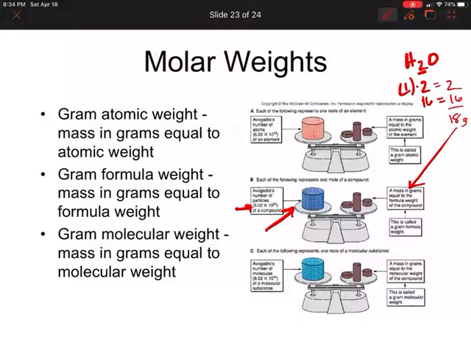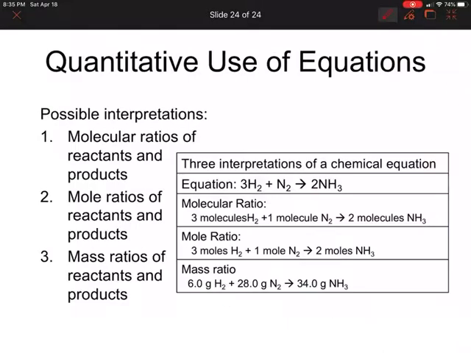And then this last one is saying gram molecular weight. The mass in grams is equal to the molecular weight. Okay, so this is just of a molecular substance. So you could say O2 or something. Anyway, it's all going to equal whatever it adds up to if you had a mole of those, or Avogadro's number.